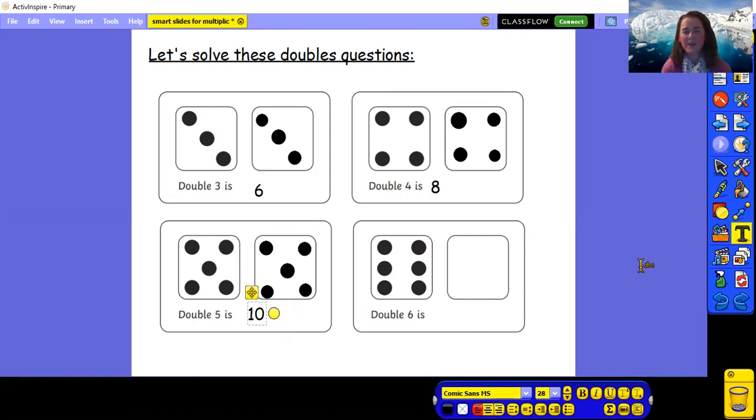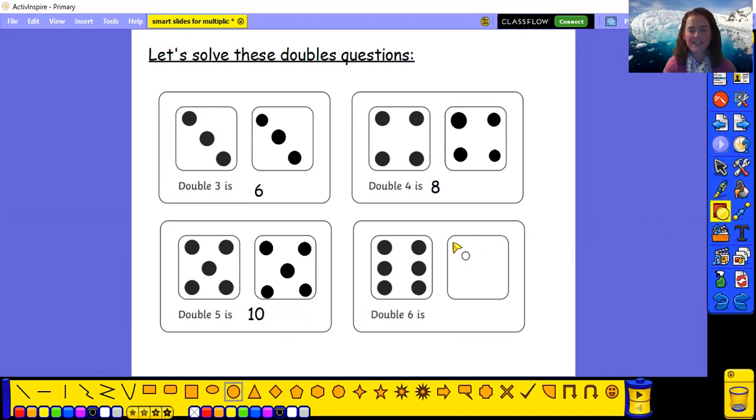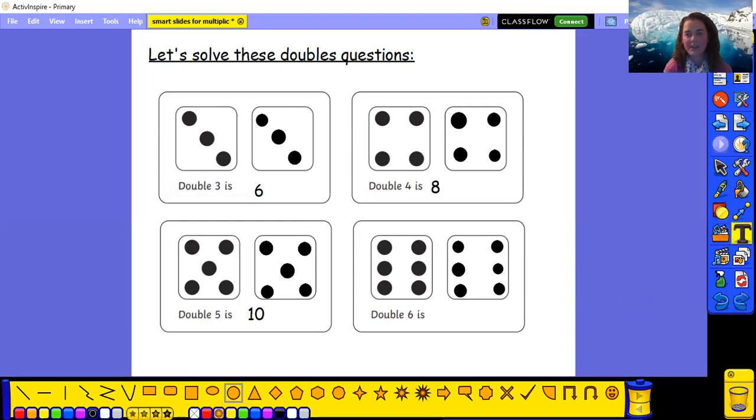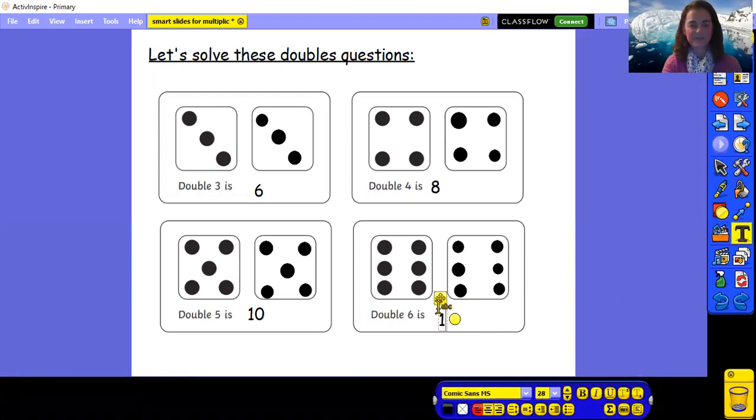Okay, last one. I've rolled a number 6. How am I going to double it? What am I going to draw on my other side of my dice? Hopefully you're saying to the screen, 6 dots, Mrs. Gold. You'll be right, because I'm adding the same number on again. So double 6. If you don't know that, what could you do? You could count the dots. We know we've got 6 on here, 7, 8, 9, 10, 11, 12. So double 6 is 12.